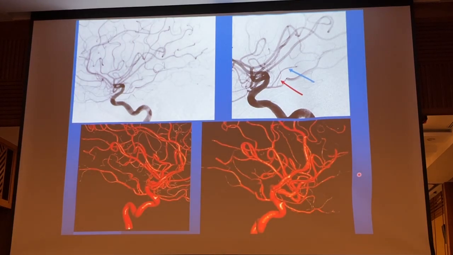Sometimes you may see a common origin of the anterior choroidal artery and the posterior communicating artery on the posterior cerebral artery, as Allen showed you in several cases of common origin. The origin may be associated with aneurysm formation. You can see the thalamoperforator and anterior choroidal artery coming from the same trunk as the posterior cerebral artery and posterior communicating artery.